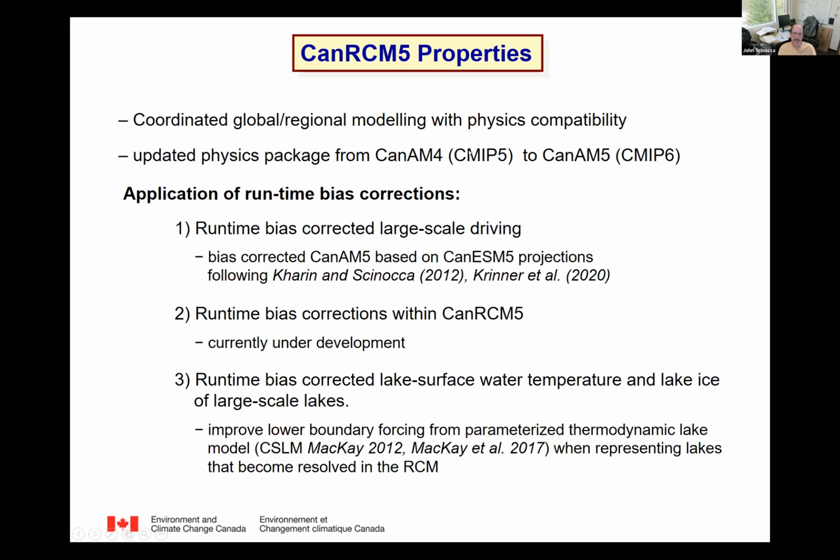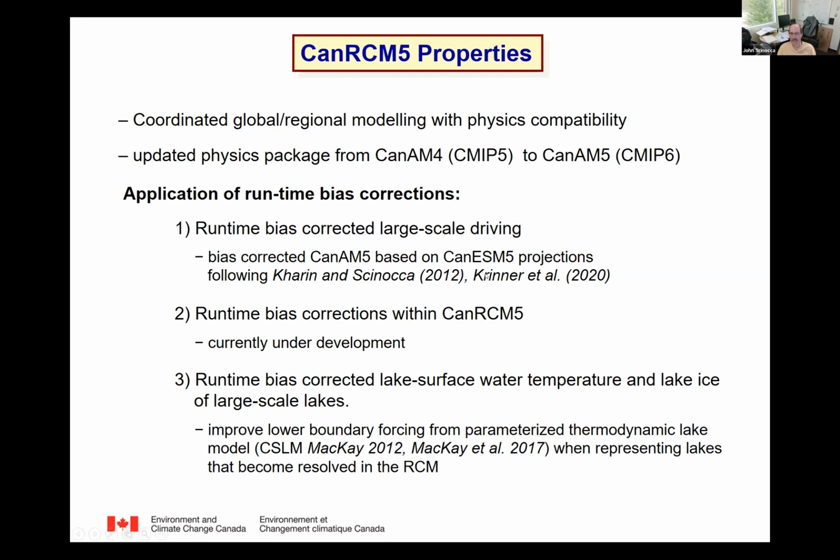And some extra new wrinkles that we use is the application of runtime bias corrections, which we've been working on at CCCMA, where rather than just driving the regional climate model with the output of CAN-ESM5, we have an approach that Slava Haran and I developed where you can bias correct the atmospheric component running in AMIP mode of the ESM and bias correct the surface forcings to improve the circulation that's driving the regional climate model.